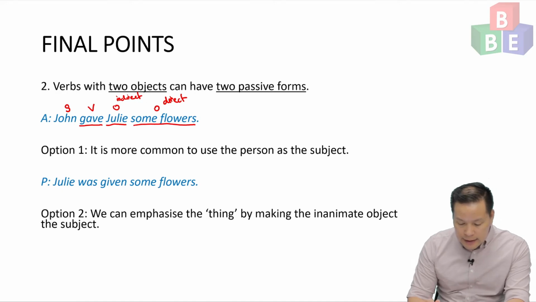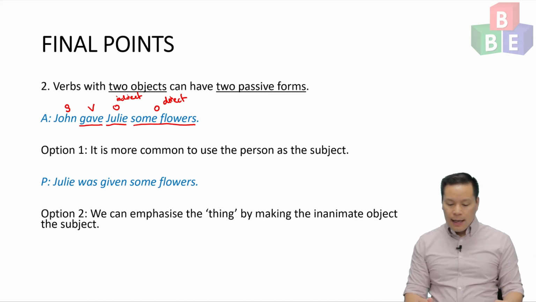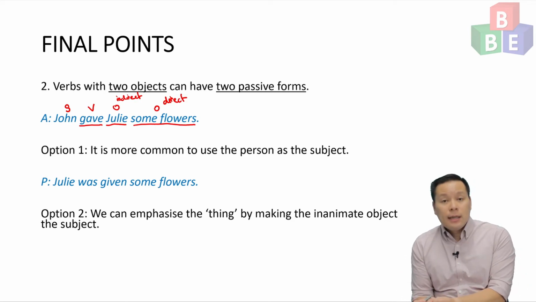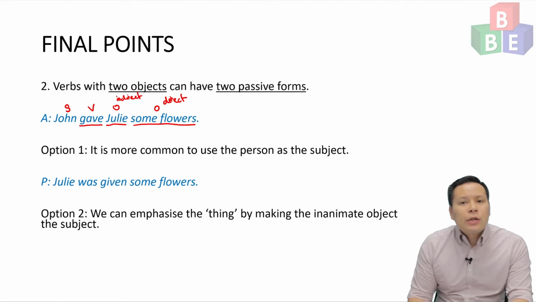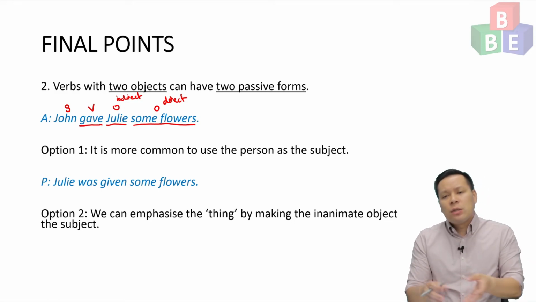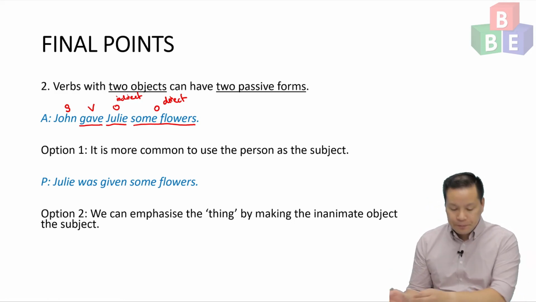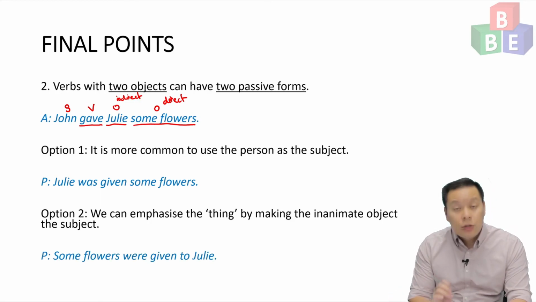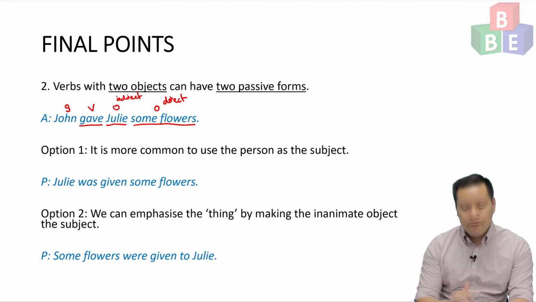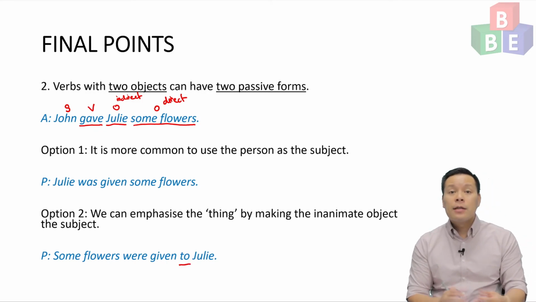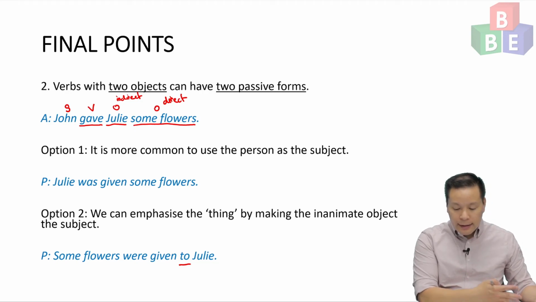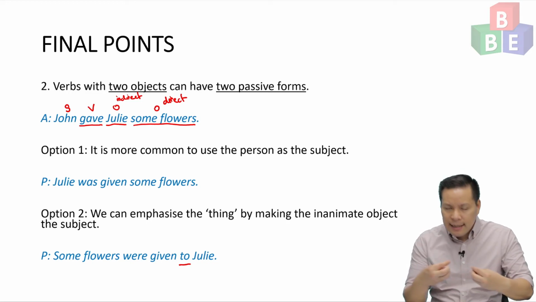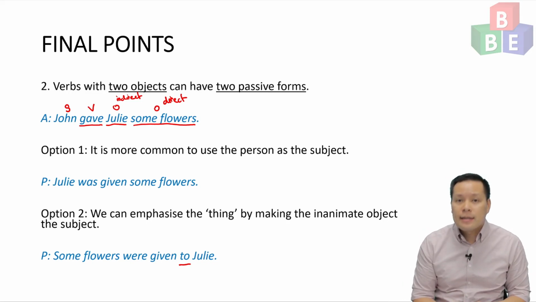Option 2 is that we can use the thing as the subject, and this will emphasize the object here. Probably because we want to know what the object is, because we already know who the person is. So this passive sentence would look like, some flowers were given to Julie. And we have to use the to preposition here to indicate direction. And in this case here, to Julie is considered extra information because it's not exactly necessary for the sentence to make sense.